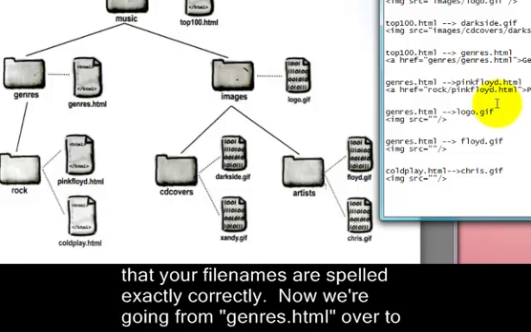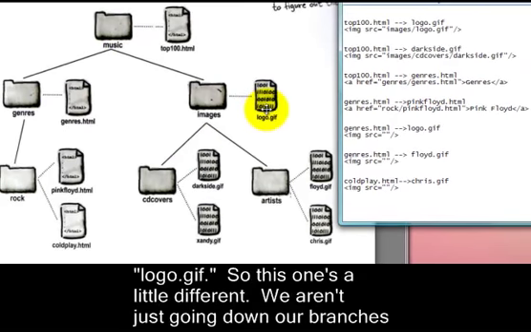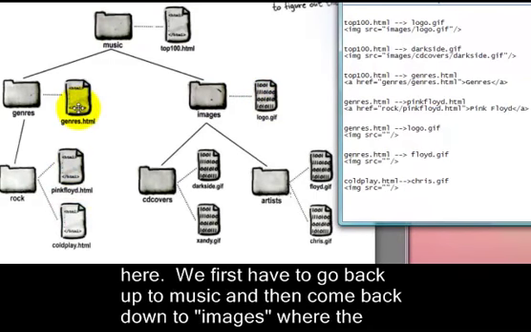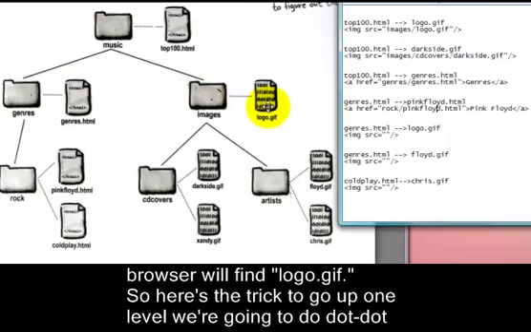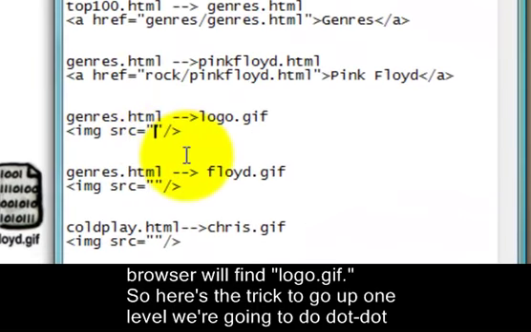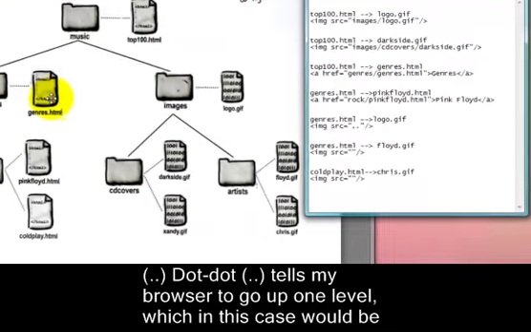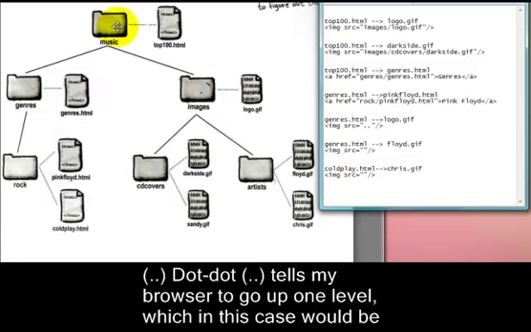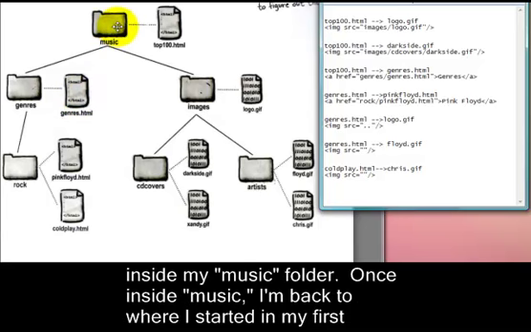Okay, now we're going from genres.html over to logo.gif. So this one's a little different. We're not just going down our branches here. We first have to go back up to music, then come back down to images, where the browser will find logo.gif. All right, so here's the trick to go up one level. We're going to do ../ which tells my browser, go up one level, which in this case would be inside my music folder.